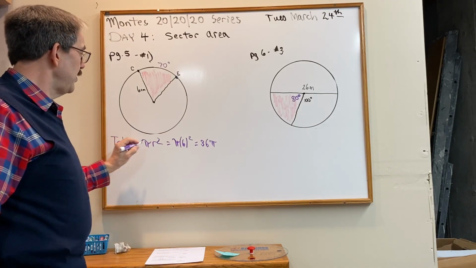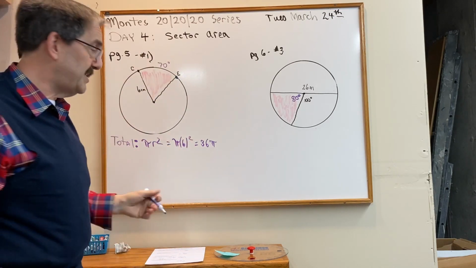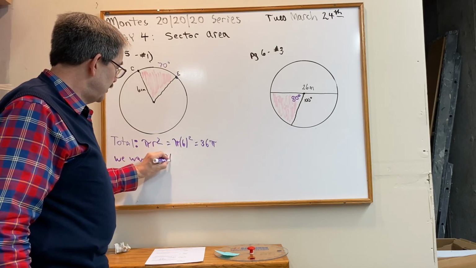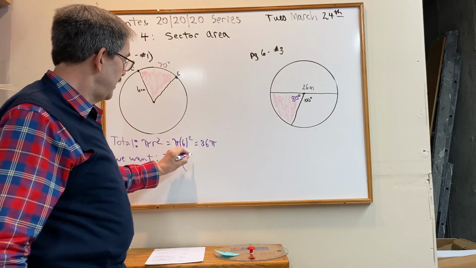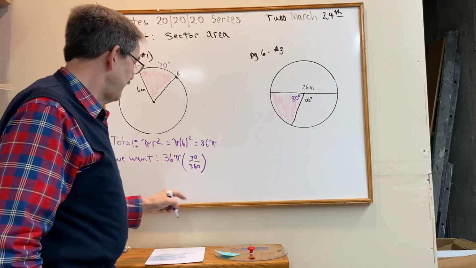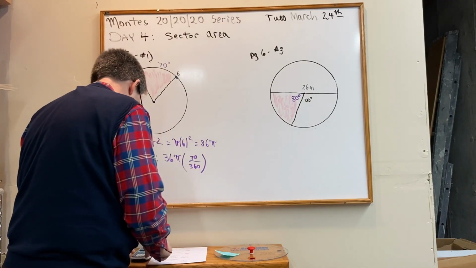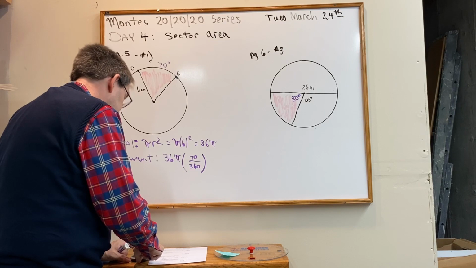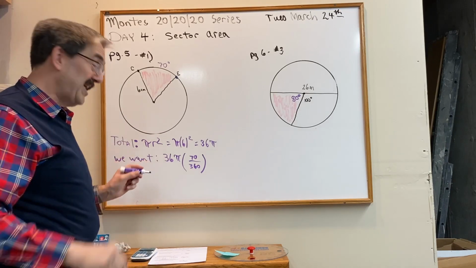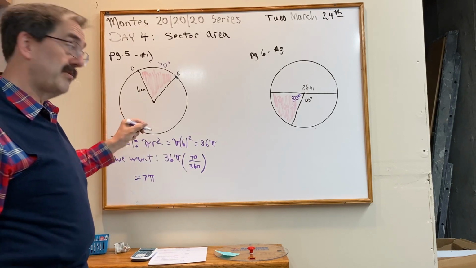Now, we only want part of the whole. It's a percent. 70 of the 360. So we want the total area times 70 degrees of the 360 degrees. Okay? Now just do that math. Let's grab our calculator here, multiply it out. 36 times the 70 divided by the 360. Hey, comes out to a round number, 7. So we get 7 pi. Let's make sure we put units. Centimeters squared.